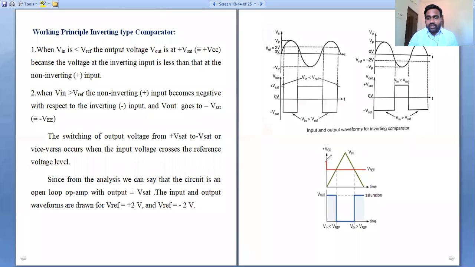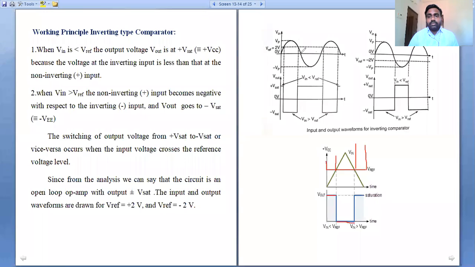see, at the first instant the input voltage triangle is less than the reference voltage, that's why here we have plus V saturation. At the second instant the input voltage is greater than the reference voltage, that's why here we have minus Vsat condition. Okay, and at the third instant the input voltage is less than the reference voltage, that's why we have plus Vsat.